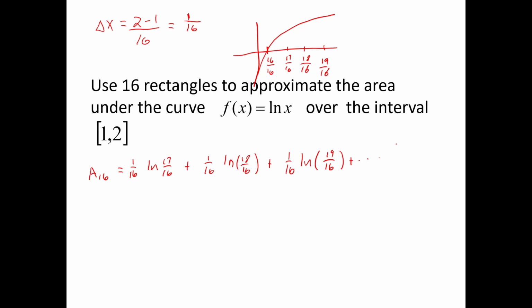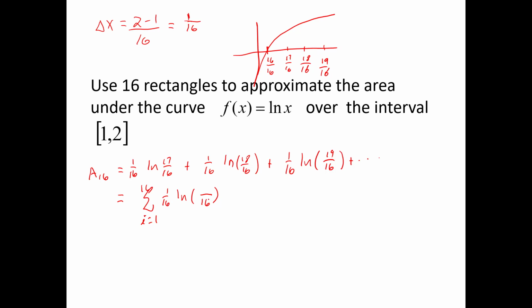And then so on. We want to write this in summation notation so that we can use the calculator. And so then we can see that we have 16 terms. So we have the summation from I equals 1 to 16. Each term represents the area of each little rectangle, and there's 16 rectangles, so we have 16 terms. Each term has a factor of 1/16 in the front, and then the natural log of a fraction. The denominator of the fraction is 16, and the only thing that changes is the numerator.